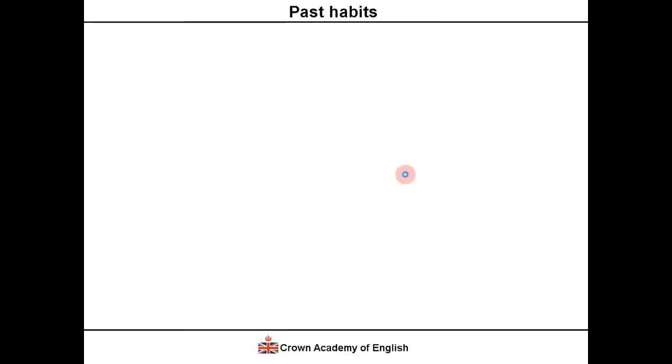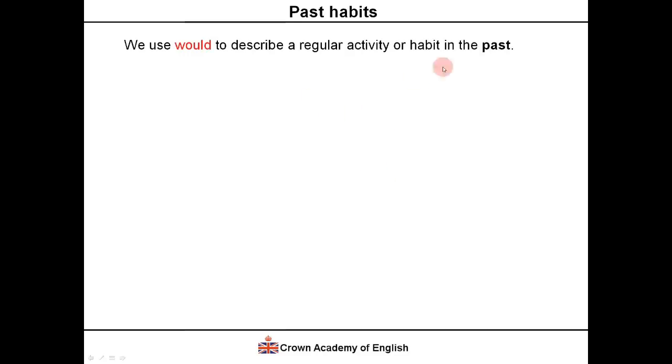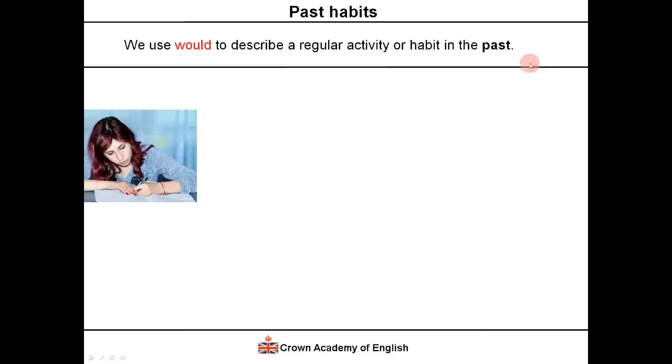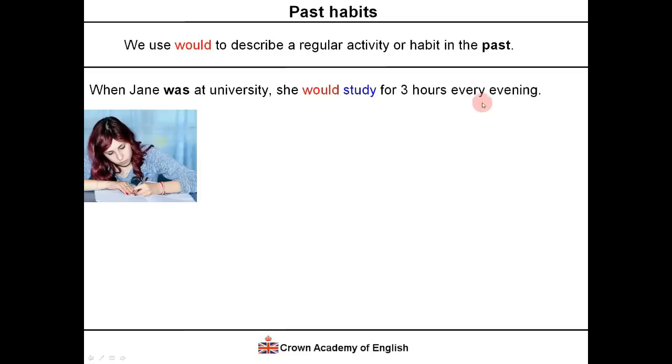Past habits. So we use would to describe a regular activity or habit in the past. So this is very important. This is only in the past. Example. When Jane was at university, she would study for 3 hours every evening.